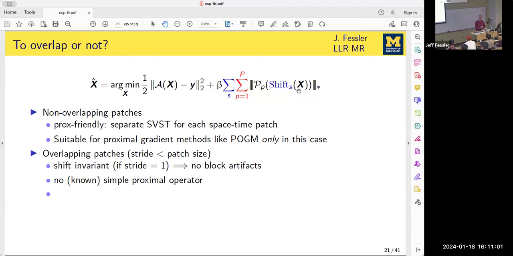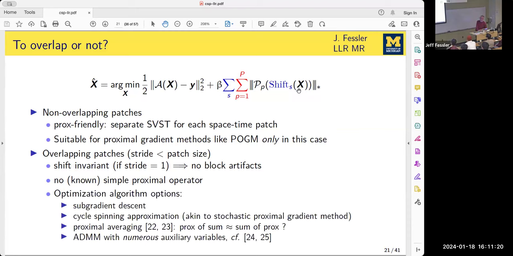Unfortunately, it has the benefit of that shift invariance, which eliminates blocky artifacts, but there is no proximal operator for that. If you can think of one, let me know what it is, but I don't think it exists. I think that overlapping the patches makes it impossible to work out analytically what the proximal operator is for it. So now you have to make some choices.